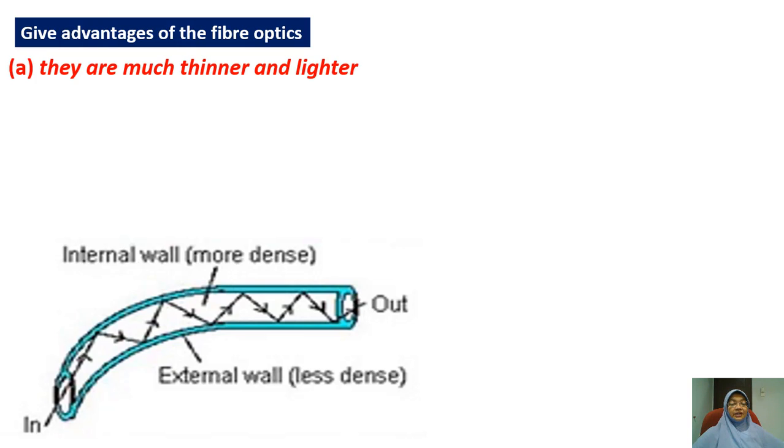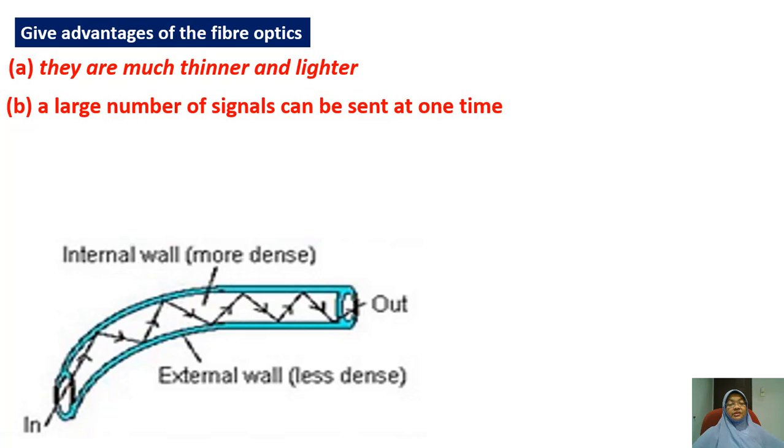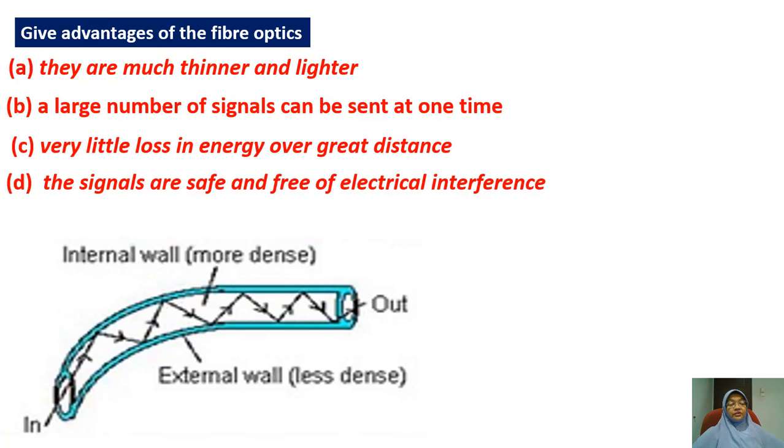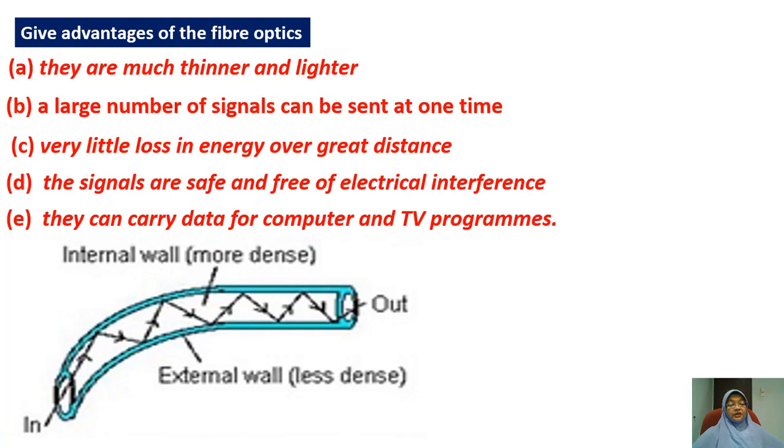Okay, give advantages of fiber optics. They are much thinner and lighter. A large number of signals can be sent at one time. Very little loss in energy over great distance. The signals are safe and free of electrical interference. And they can carry data for computer and TV programs. So these are a few advantages of fiber optics.